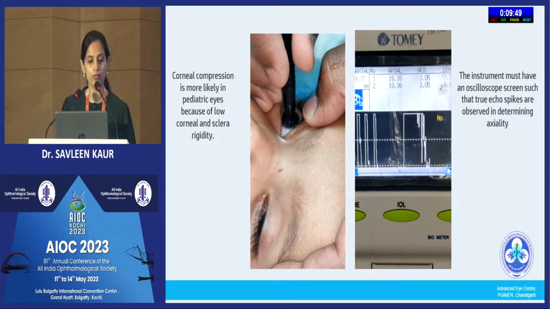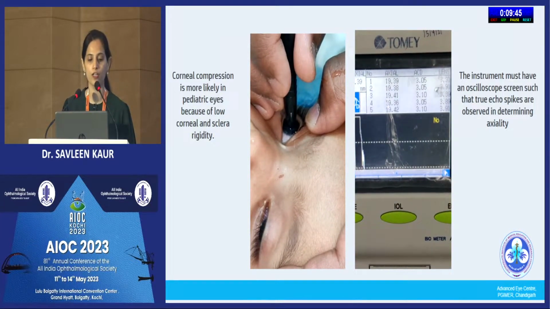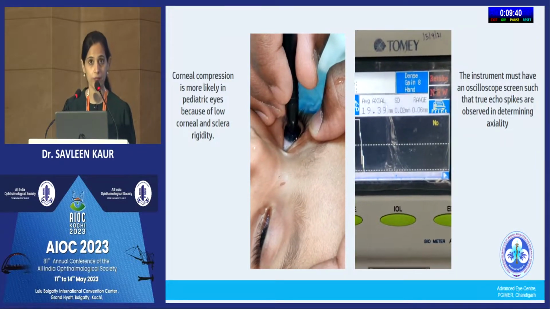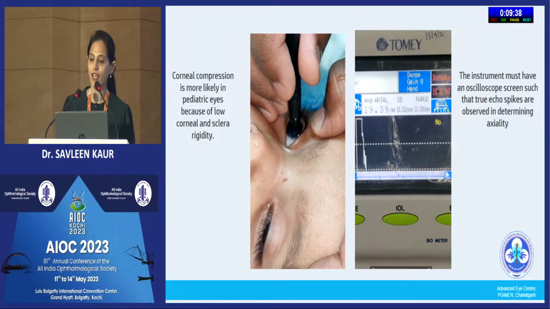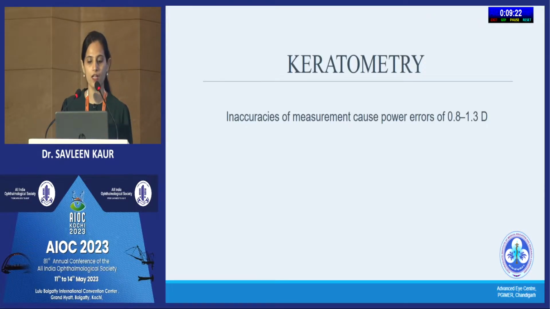Be careful not to indent the cornea much because corneal compression is also more likely because of their low scleral rigidity. And you have to have an instrument that is calibrated. You can use any one that you have, but you should have an oscilloscope screen that shows you the echo spikes coming from the lens. There are many axial length scans available, but the multiple readings without indentation can be safely used as the axial length value in children. Inaccuracy of keratometry measurement can cause errors of up to 0.8 to 1.3 diopters.